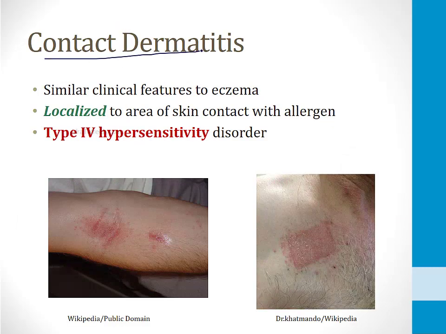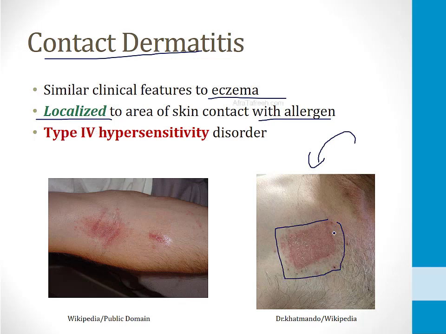Now let's talk about contact dermatitis. This shares some clinical features with eczema, but it is a localized reaction to an area of skin contact with an allergen. For example, if you look here at the bottom right side of the screen, this is someone who obviously had a Band-Aid or some adhesive attached in a square to their skin, and they've developed an allergic reaction at that one particular spot. The same can be seen in this picture on the left side of the screen.